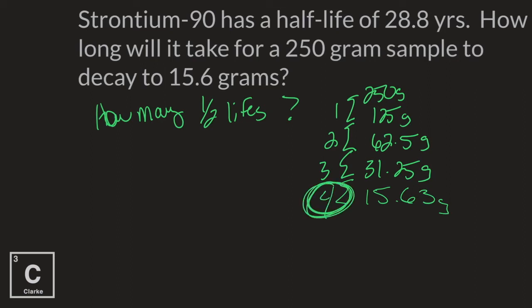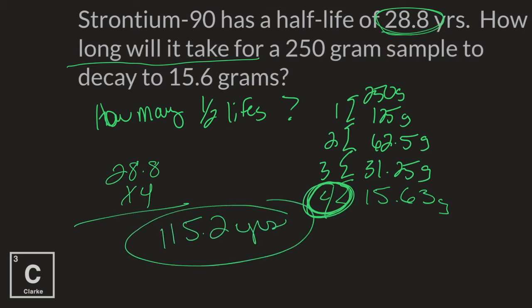We're not done because it asks, how long will it take? Well, for one half-life, we know it's going to take 28.8 years, but we have 4 half-lives. So I'm getting 115.2 years. If you start with a 250-gram sample, it's going to take 115.2 years for that sample to decay down to 15.6 grams. Now remember, I'm saying decay, that's because we're changing to a different element. It's not like it's just disappearing. Just want to make sure and point that out.